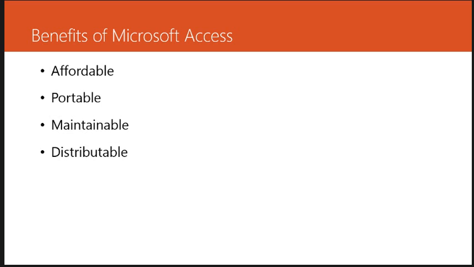Now if you do pick Access, there are some obvious advantages: affordability, portability, maintainability, and distributability. Obviously Access is very cheap to own. If you have Microsoft Office already, you own a copy of it. Your customers, if they are running Office already, chances are they already have it. It's easy to distribute, since there's only one file. You can carry that file and copy it wherever you want. So that's really easy to distribute.